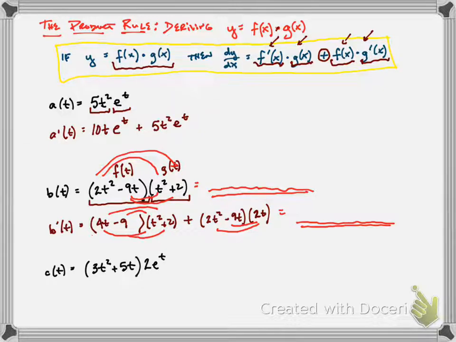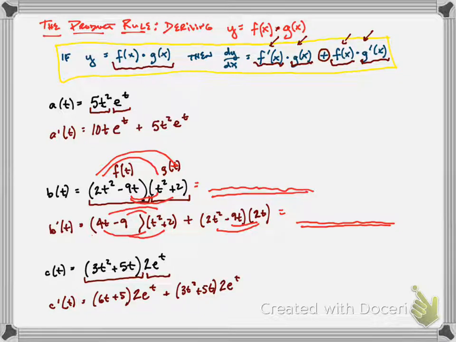C of t is equal to 3t squared plus 5t times 2e to the t. There's f, there's g, and so c prime of t is 6t plus 5. There's the derivative of the first. Notice I'm wrapping it as I did above. So 6t plus 5 times 2e to the t plus 3t squared plus 5t times 2e to the t.